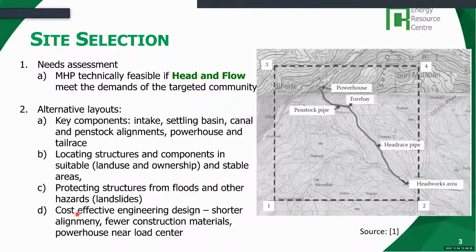Also, you have to make sure it's cost effective. So the alignment should be short, because the cost of the pipe or the canal is important. For the construction materials that we'll use, make sure there are locally available construction materials. Also, you should make sure the powerhouse is near the load center, wherever it is, because the distance will also influence the cost of the transmission. So these are basic fundamental concepts and ideas that you need to follow when you do the site selection.